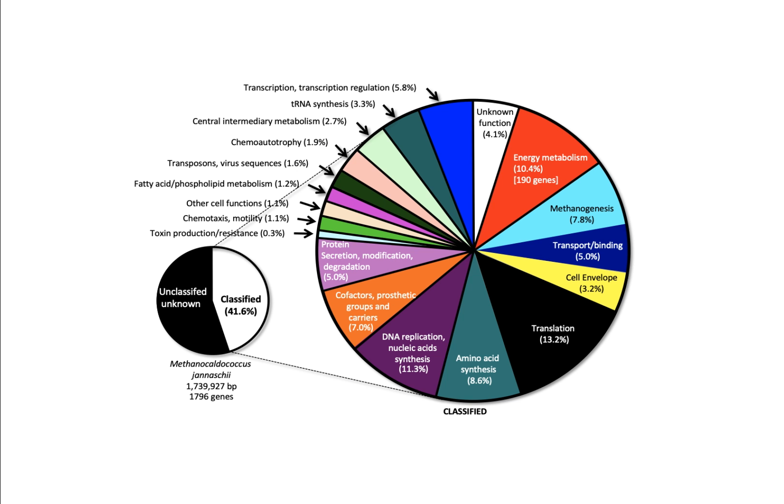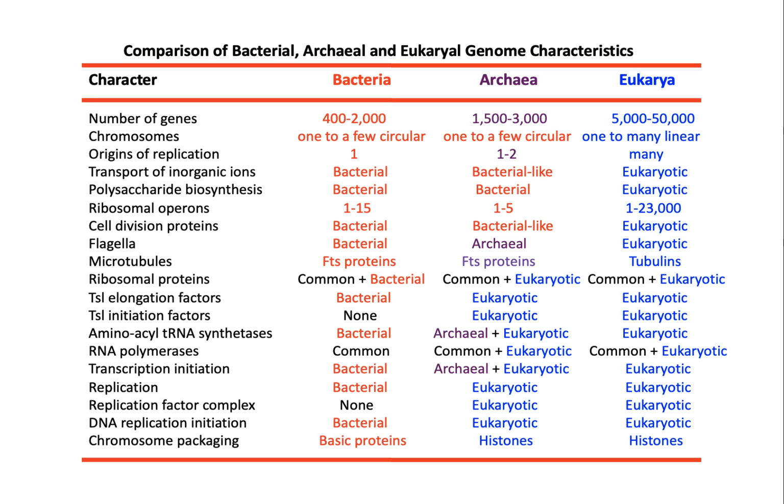So here's a pie chart breaking down the functional groupings of the genes. 10% to energy metabolism, about 8% to methanogenesis, and then 11% to DNA replication, then 6% to transcription and transcription regulation, about 20% to amino acid synthesis and translation, so quite a bit, and 3% to cell envelope, etc. So at the time this paper was published, there was a lot of interest to trace down the origin of eukaryotes, and so Archaea were a big part of that theory of the origin of eukaryotes coming from Archaea.